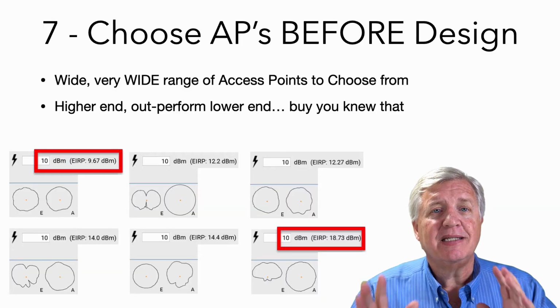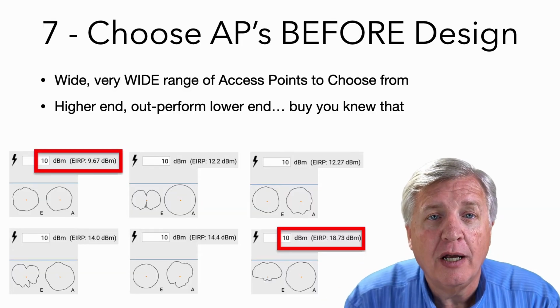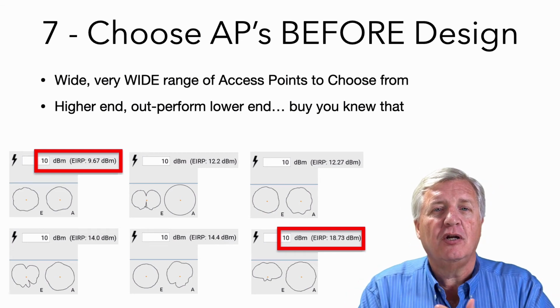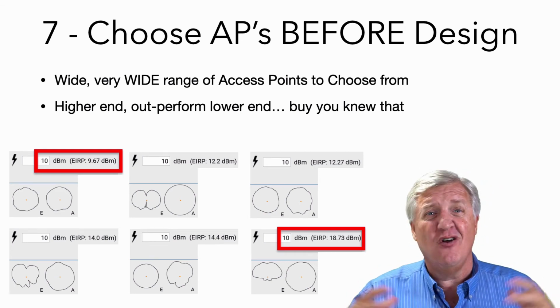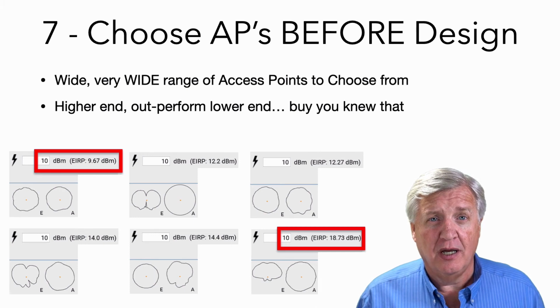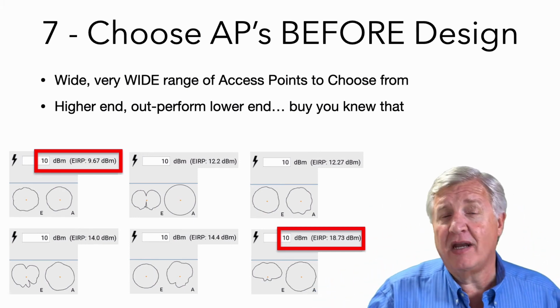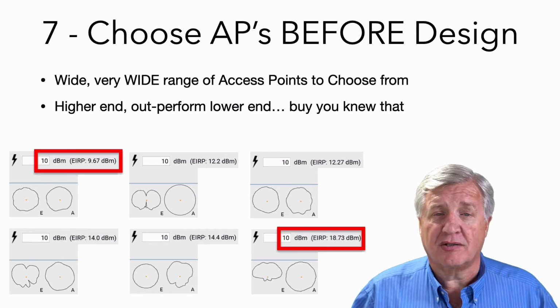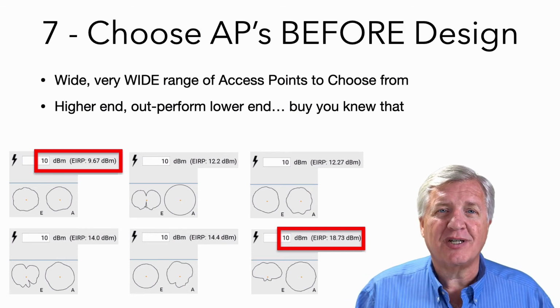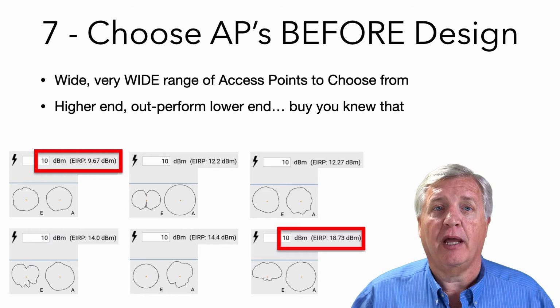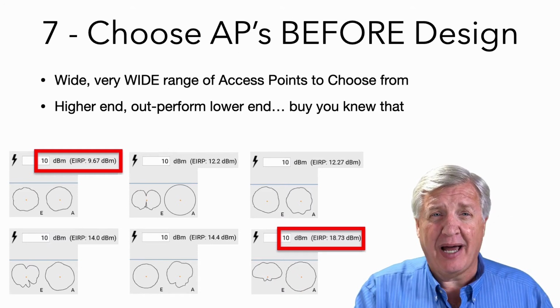Always choose the APs before you start designing. The reason you need to do it before is there's such a huge difference in access points. There is no generic access point you can design for and then install and have it match. It just doesn't work that way. So I wish there was never a generic AP allowed, because you can't buy one, so why would you design for it?